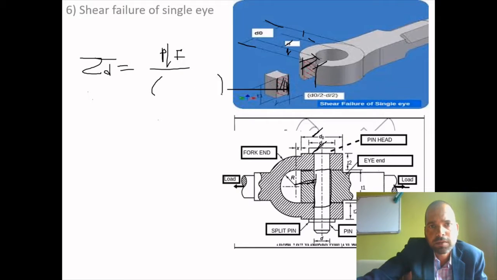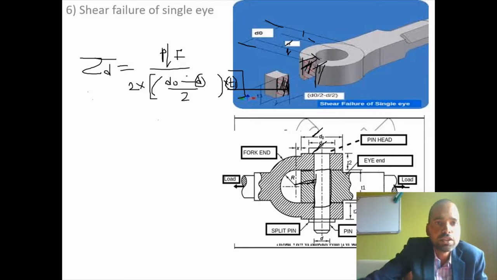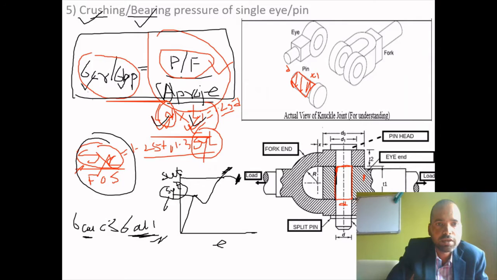So what is the cross-sectional area? This cross-sectional area will be equal to (d0 minus d) divided by 2, multiplied by the thickness d1. This is the area from one side subjected to shear failure, multiplied by 2, as there are two shear areas, double shear taking place from this side and from this side. From this equation, d1 was known to us, d was known to us, and d0 we have also calculated.